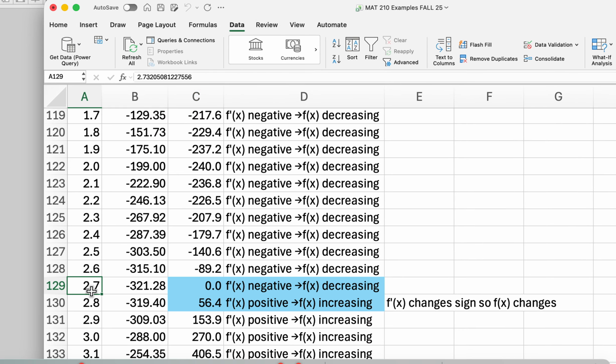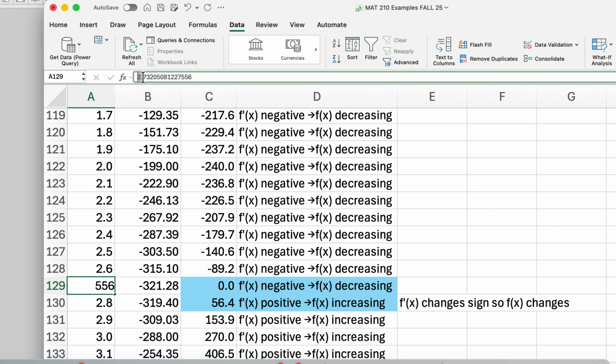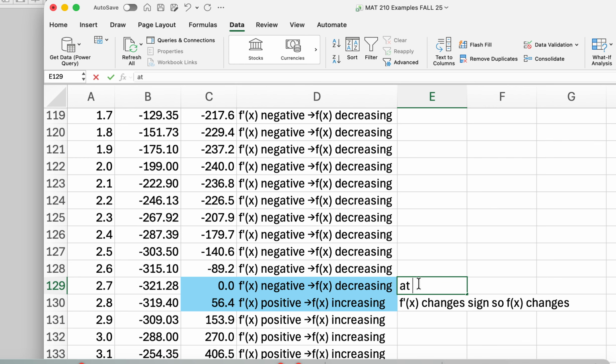And that gives me 2.7, and if I round that to another decimal place, it actually turns out to be, you can see it up here, 2.732, or I'm just going to say 2.73. There we go. So because the sign changes there, I know that at x equals 2.73, I have a minimum.